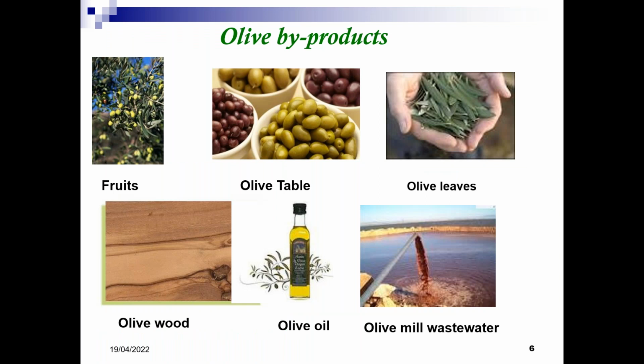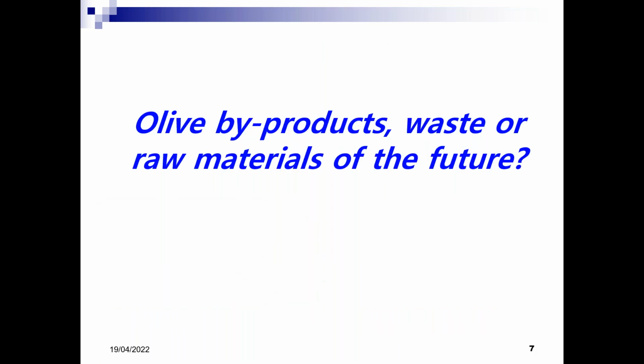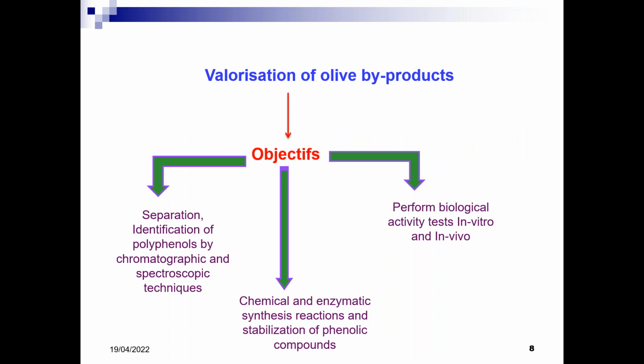The olive byproducts: you can see the fruit, table olives, olive leaves, olive wood, olive oil, and also olive mill wastewater, which is obtained after extraction of olive oil. Now, is olive byproduct waste or a raw material for the future? For that, we are thinking to valorize olive byproduct by separation and identification of polyphenols by chromatographic and spectroscopic techniques such as LCMS, chemical and enzymatic synthesis reactions, stabilization of phenolic compounds, and by performing biological activity tests in vitro and in vivo.